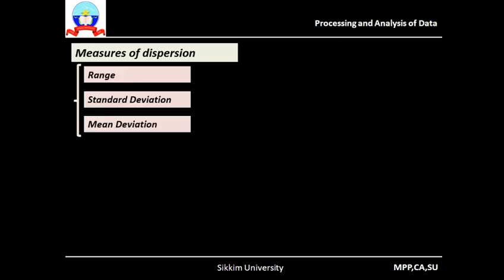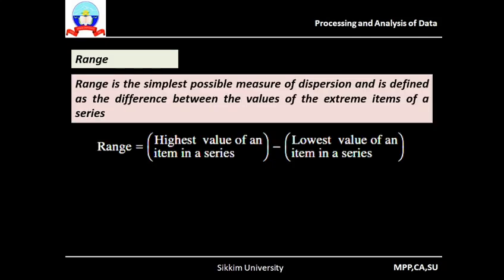Now let us move on to measures of dispersion, wherein we will be discussing range, standard deviation and mean deviation. Now let us start with range. Range is the simplest possible measure of dispersion, which represents difference between the value of extreme items of a series, which implies range is equal to highest value of an item in a series minus lowest value of an item in a series. So this is the way how range is determined.